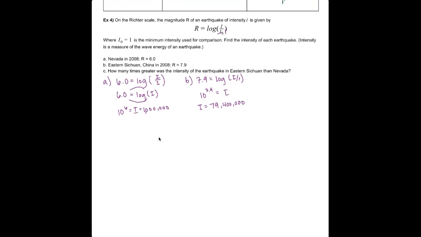For B, we're going to plug in 7.9 for R. So we get log of I over 1. Again, I'm going to rewrite this in exponential form: 10 to the 7.9 is equal to I, and I is equal to 79,400,000.